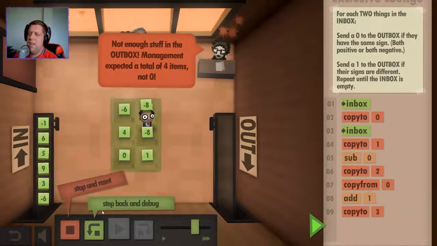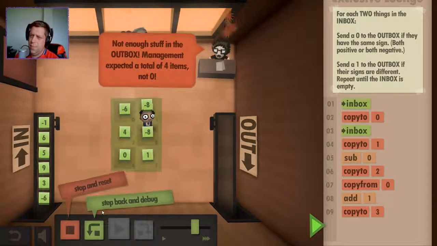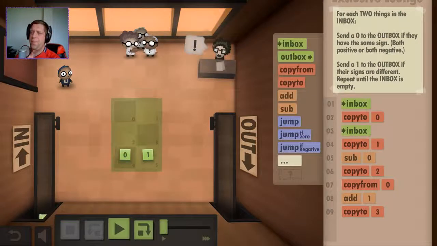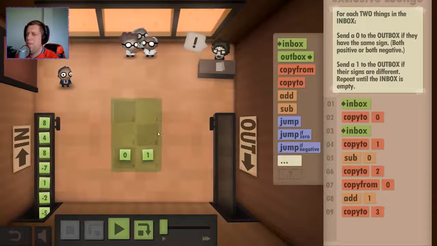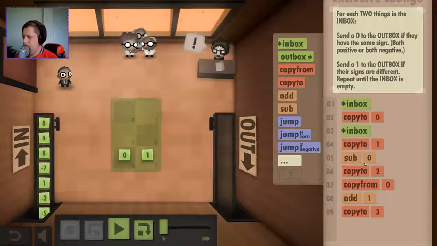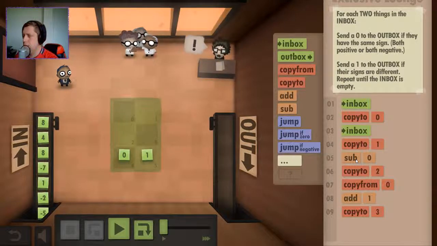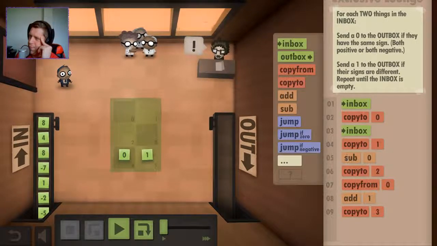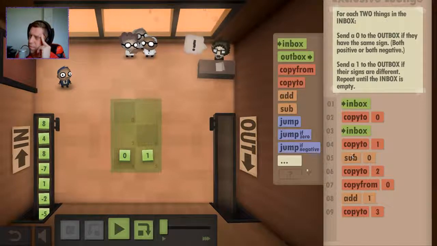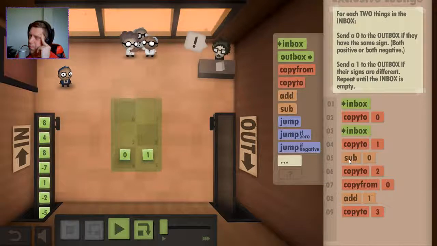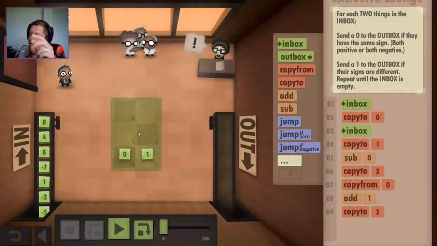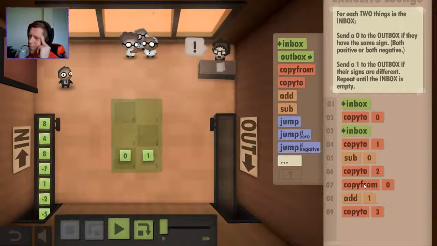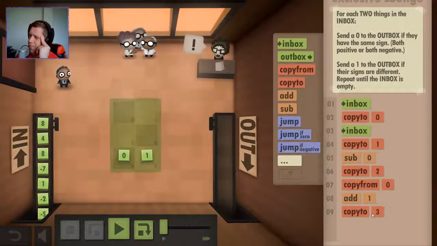I'm trying to think of a way that we can get a solid way of doing this. Let's try to run this through. So, 8, 4... 8, so 4 minus 8 is going to be negative. So that'll be negative 4 in 2. 8 add 4 is going to be 12.